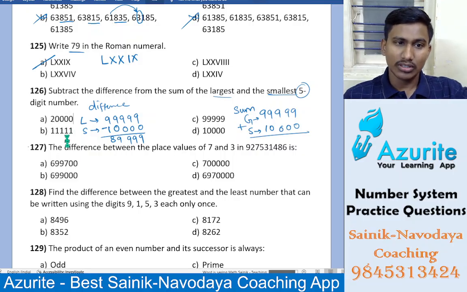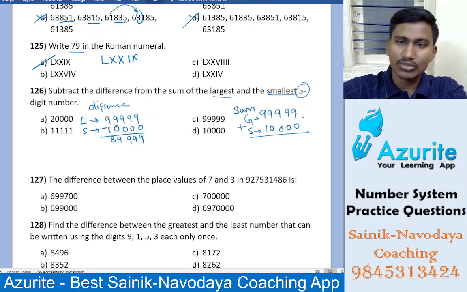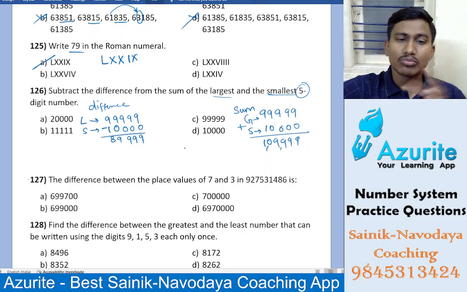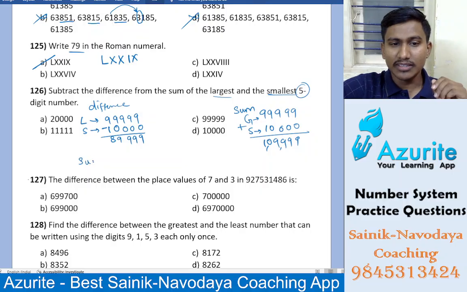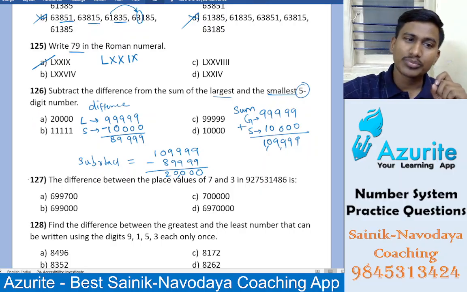If you want me to write the addition, I will. See here, if you add 99,999 and 10,000, 1,09,999 will come. Now we have to subtract the two. So 1,09,999 minus 89,999. If you subtract here, 0 0 0 0, and then 10 minus 8 is 2, so you got 20,000. So the answer is option A, right?